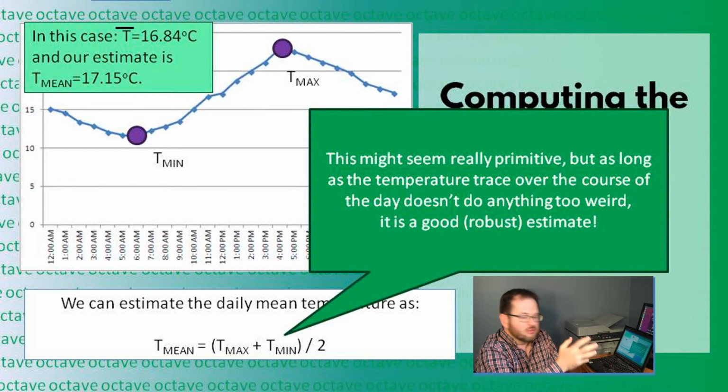It can actually be proven that this is, in fact, a minimum variance, unbiased estimator if the temperature trace follows a sine wave, with a minimum and a maximum and so on, or a simple sawtooth wave. For simple kinds of temperature traces that look realistic, it works just fine.